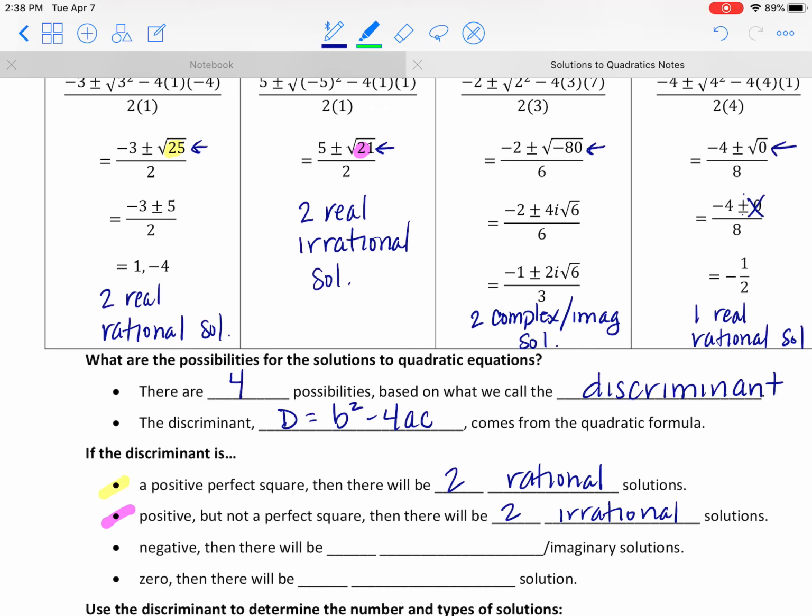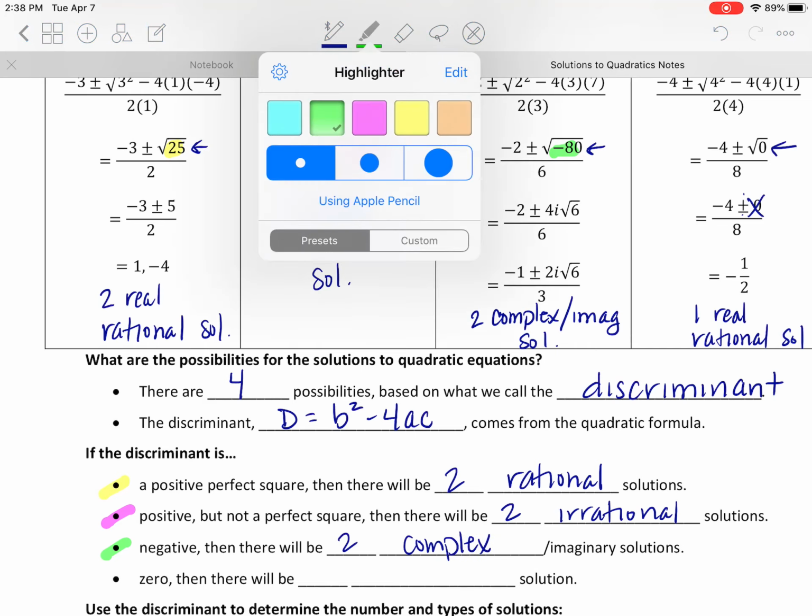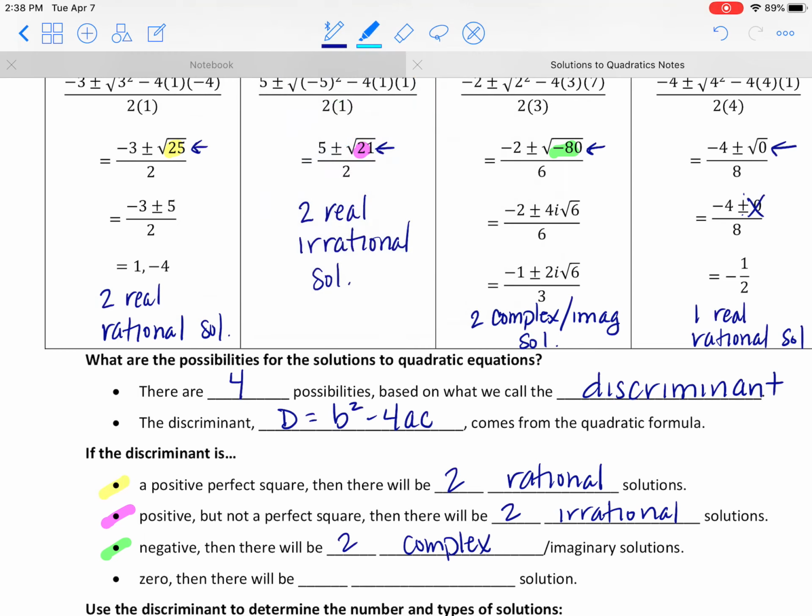Now, if you get a negative number under the square root, it doesn't matter if it's a perfect square or not. So it could be a negative 80, it could be a negative 25. As long as there's a negative under the radical, it's going to create those complex or imaginary solutions. So it's two complex or imaginary solutions.